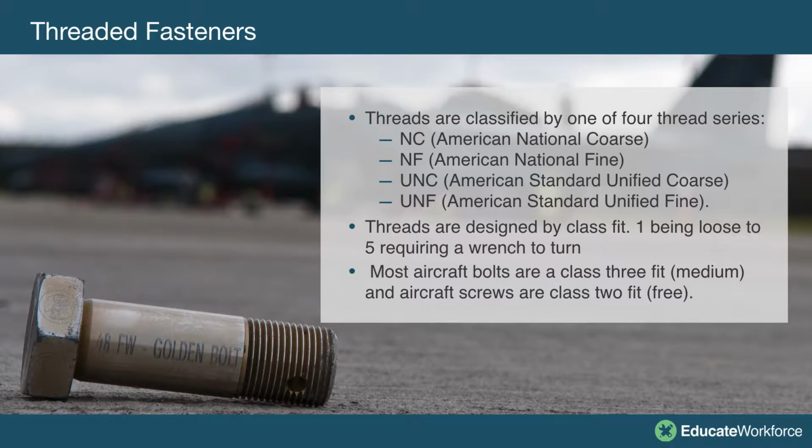Threads are designated by not only whether they're coarse or fine, but also a class fit, which is going to be loose, like a wing nut. If you put a wing nut on a bolt and snap it with your finger, that wing nut is just going to go right straight down the threads. Class 5, being the tightest, is going to be so tight you're actually going to have to get a wrench to turn it. Most aircraft bolts are going to have a class fit of about 3, which is classified as a medium fit. Screws are going to be a class 1 or a class 2 fit. They're going to be free turning.